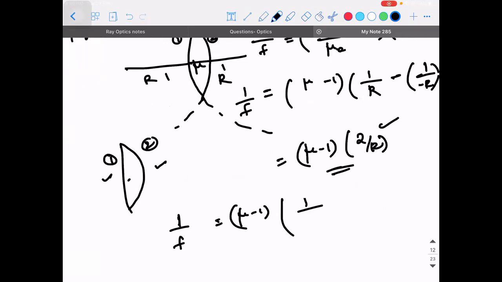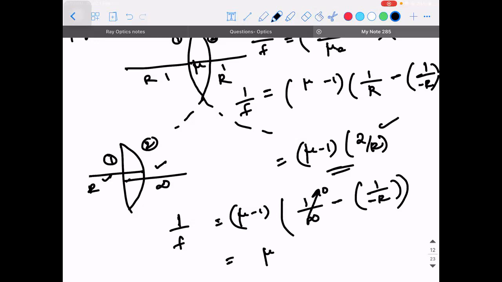1 by R minus. First surface is what? First surface, 1 by infinity. Minus is in the formula. 1 divided by minus R. This is 0. So mu minus 1 divided by R. That's the logic.